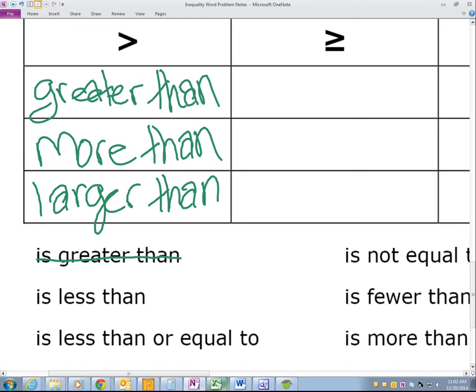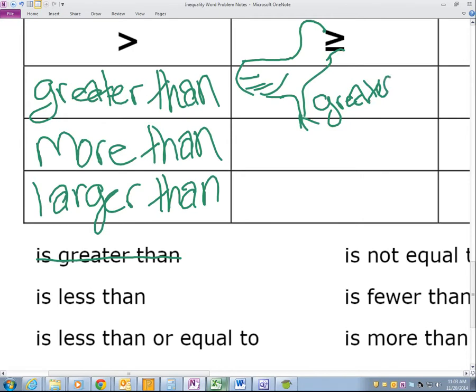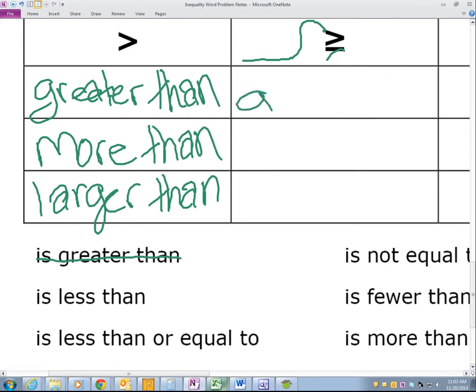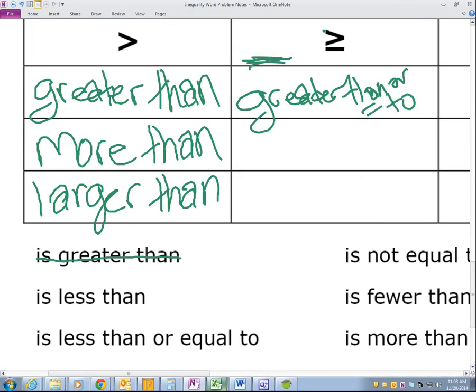Brady, what's one for this one? Is greater than or equal to? Greater than or equal to. Yes. Greater than or equal to. How about the next one? Or equal to. Well, I'm saying it so you guys can hear it. Okay. Greater than or equal to.